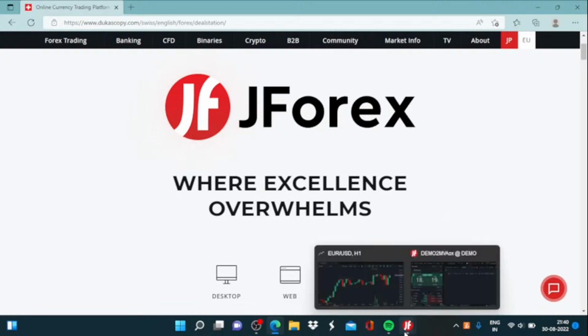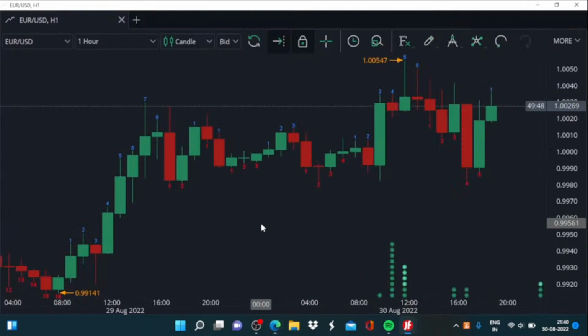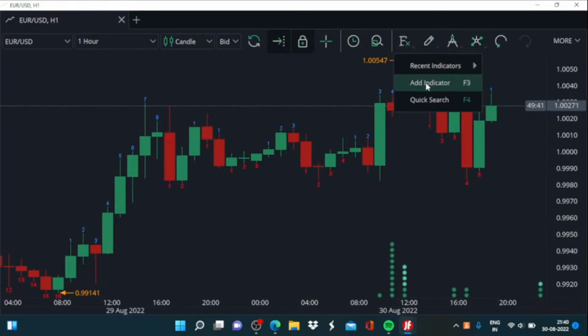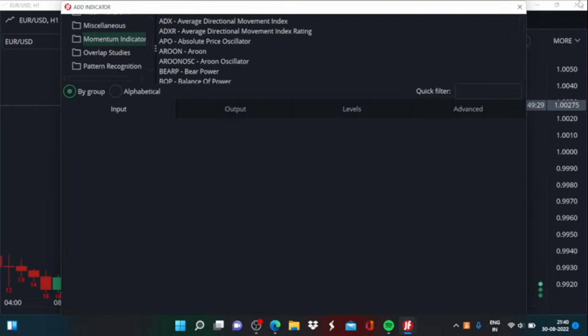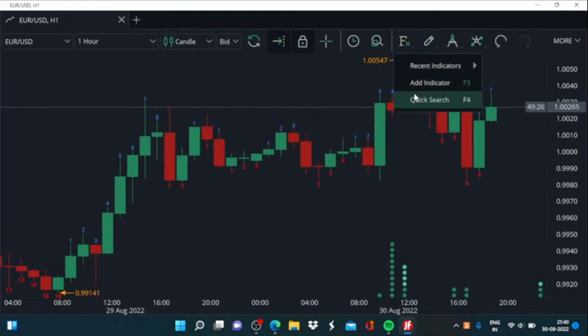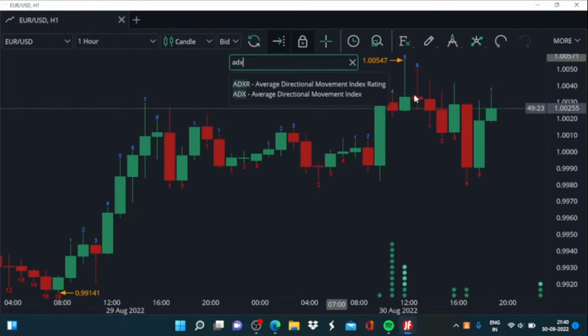So let us now head to the Forex 4 platform, the newly released trading platform from the Dukascopy Bank SA. You will find this indicator amongst the momentum indicators. We utilize it to figure out the momentum of the underlying instrument, and for that it is included under the momentum indicators, or you can simply do a quick search, type in ADX and it will appear. There are two indicators, the Average Directional Movement Index Rating, which we will see in a subsequent session. For the day, the choice is ADX.